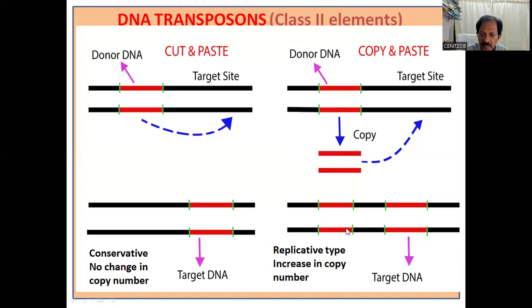So here, there is an increase in copy number: only one copy becomes two copies. So the cut and paste mechanism is conservative type with no change in copy number, and the copy and paste mechanism is replicative type with an increase in copy number. Just to remember, the copy and paste mechanism in retrotransposons is different. It is through an RNA intermediate. It is very important, and we'll study it in the retrotransposon class.